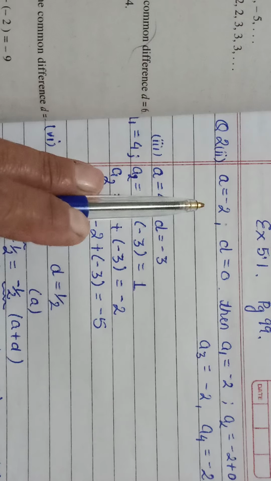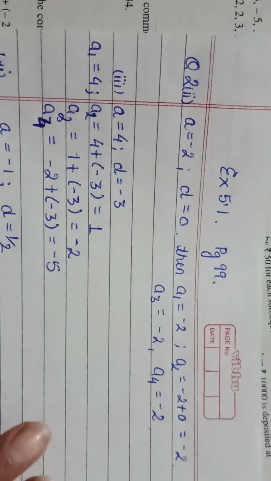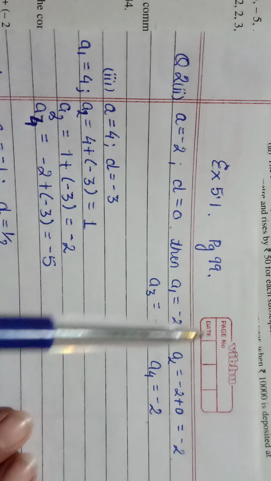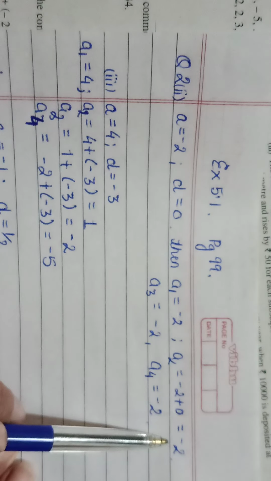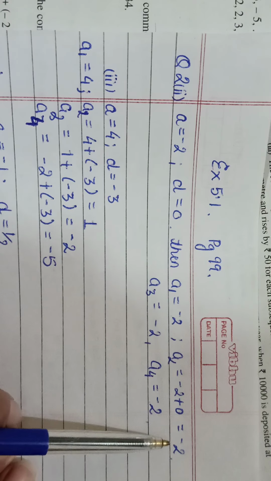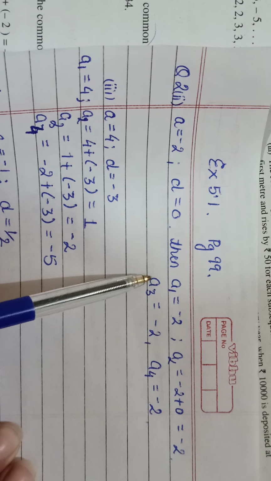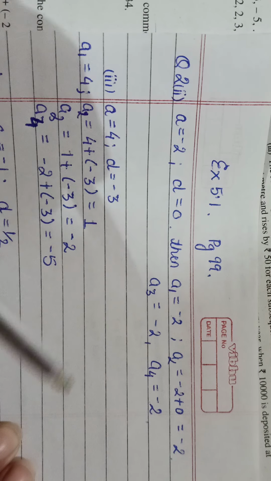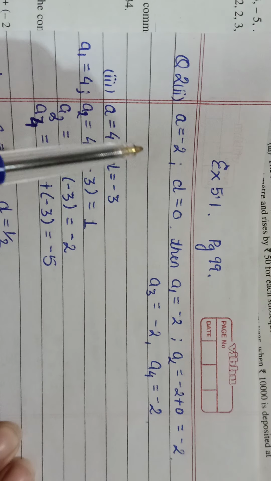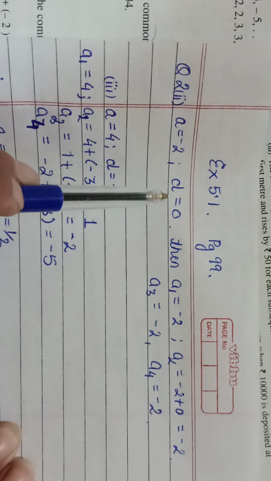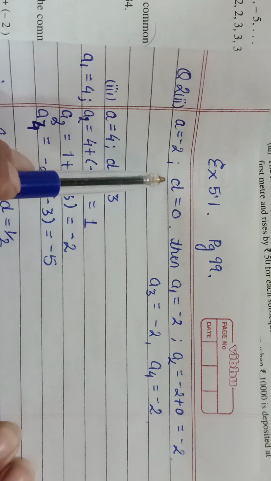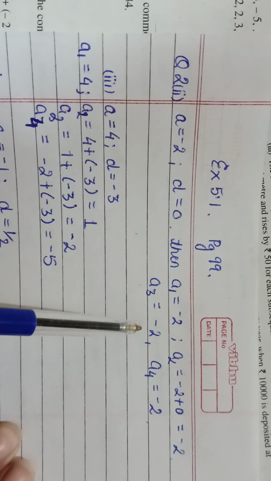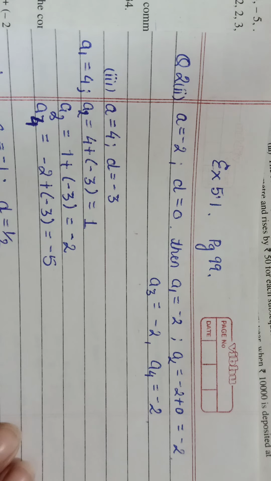If your A is -2 and D is 0, then your first term, A itself, is -2. Then to that -2, if you add 0, it still remains -2. So the second term is also -2. Then the third term is also -2. -2 plus 0, -2 plus 0. So adding 0 makes no difference. So in any AP in which the common difference is 0, all the terms will be the same. Okay, so this would be -2, -2, -2, -2, like this. This AP will go on.